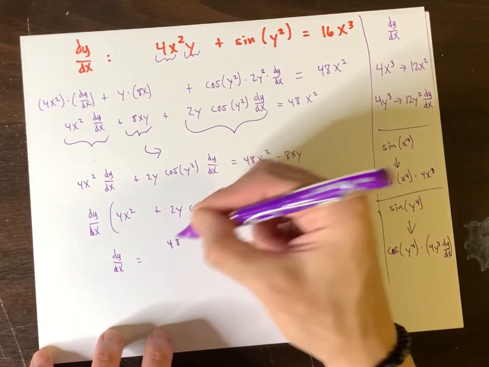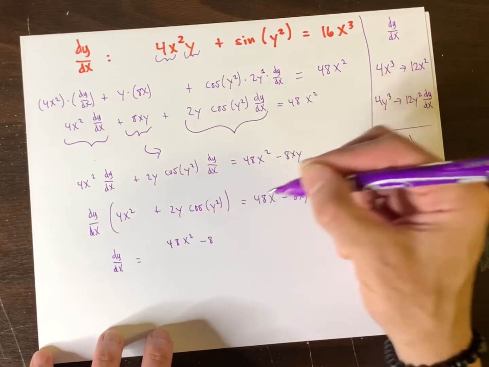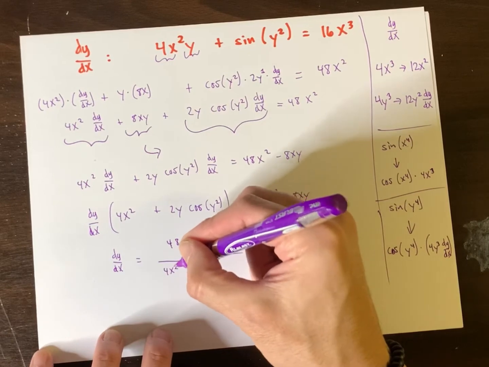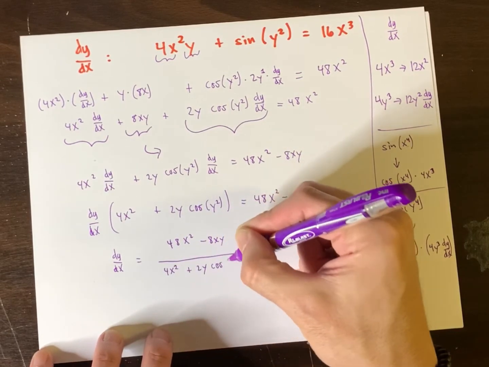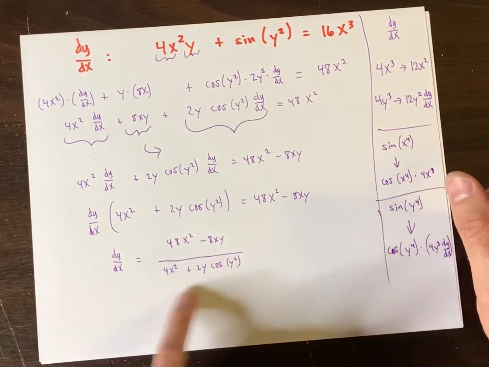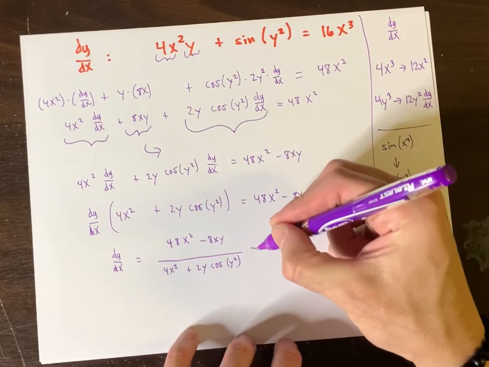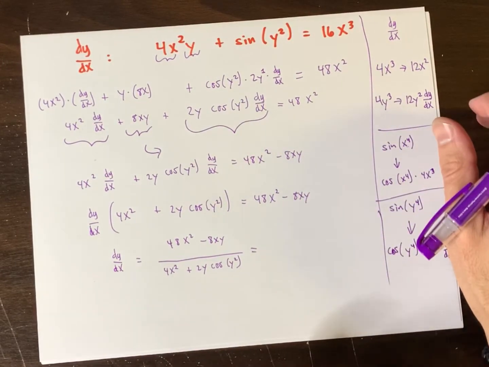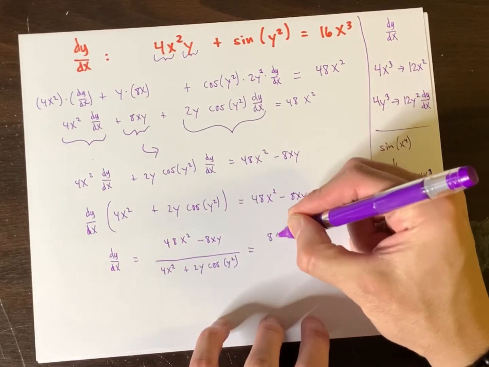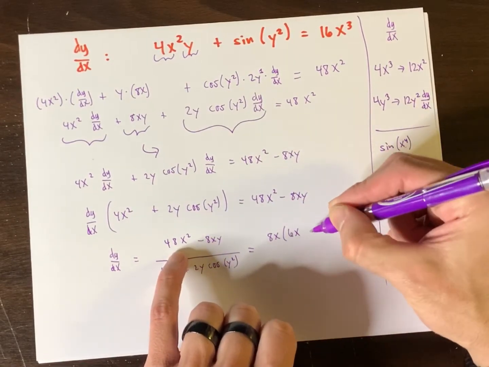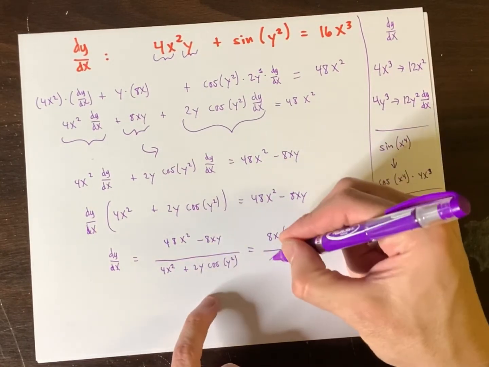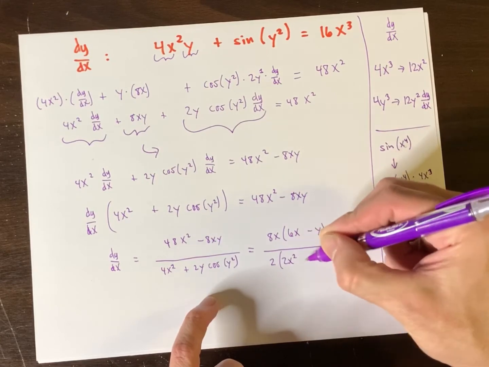And now to isolate dy dx, what you'd essentially have to do is divide both sides by that crazy stuff in the parentheses that you see in the sentence above. So this is basically the answer, right? Dy dx is alone and it equals all of this. If you want, you could simplify a little bit. For instance, in the numerator, I can take out an 8x as a GCF, and I'm left with 6x minus y over. In the bottom, I can take out a GCF of 2, and I'm left with 2x squared plus y.